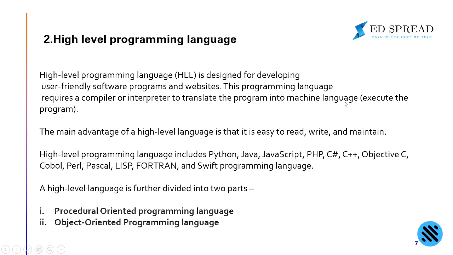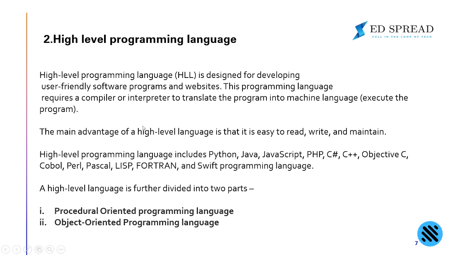So in order to execute the program, we must change the programming code into the low level language. Why? Because the computer can understand only low level language, that is machine level language, right? So since we are writing in high level programming language, we need to convert it into a low level programming language. So to convert that one, we are using a compiler or an interpreter.